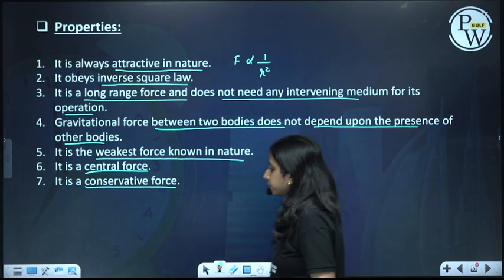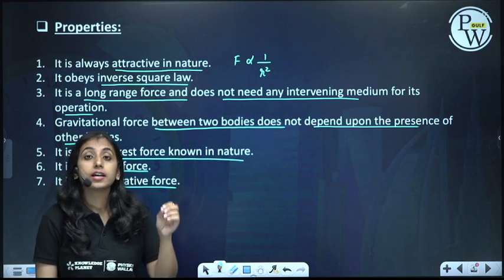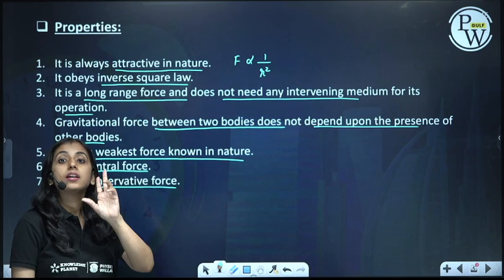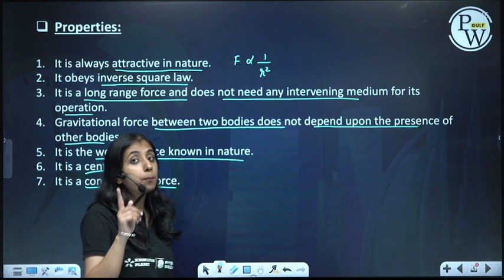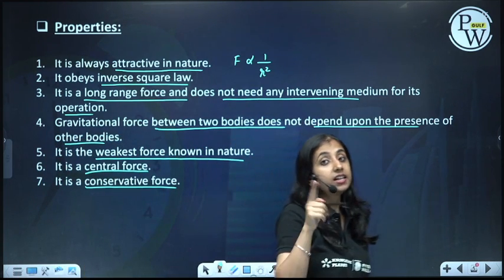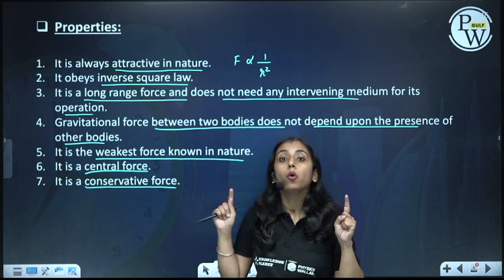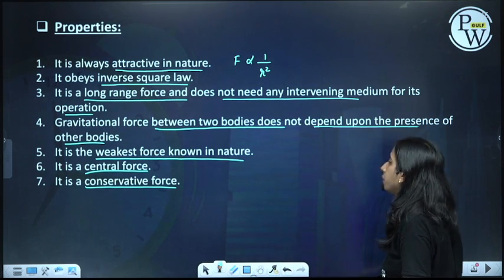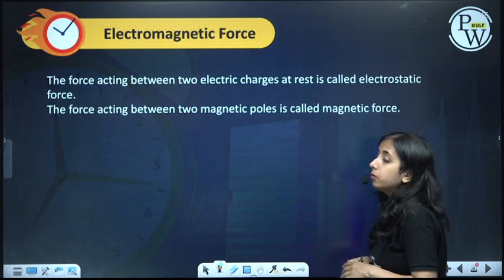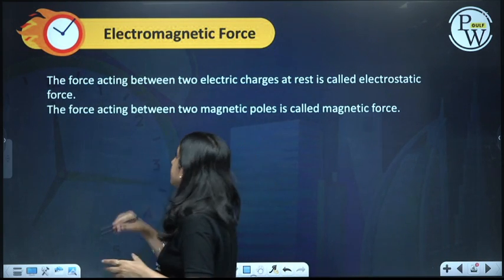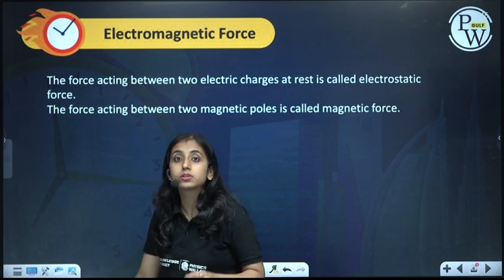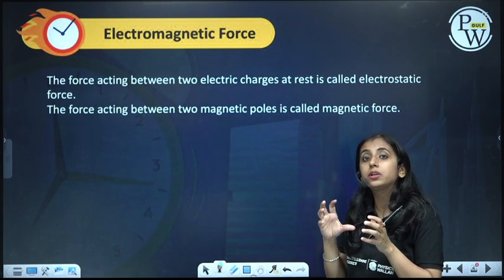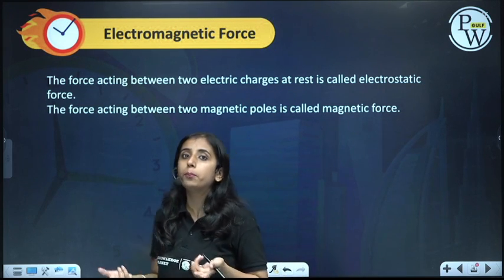What are conservative forces? The forces under which work done against them is not dependent upon the path being followed. It is independent of the path followed and only depends on the initial and final position. These are called conservative forces. So this is all about gravitational force. Next comes our electromagnetic force. What is electromagnetic force? The force which acts between two charges or two magnetic poles.